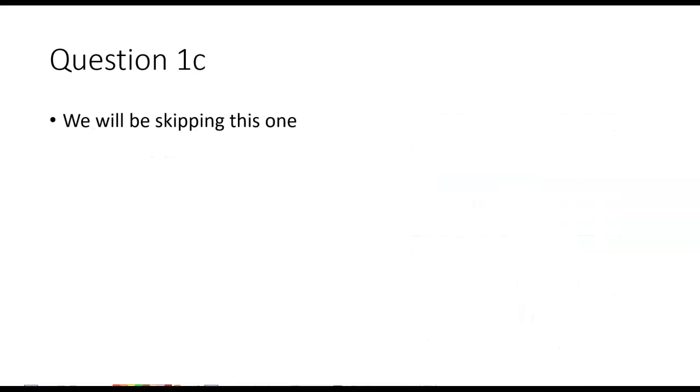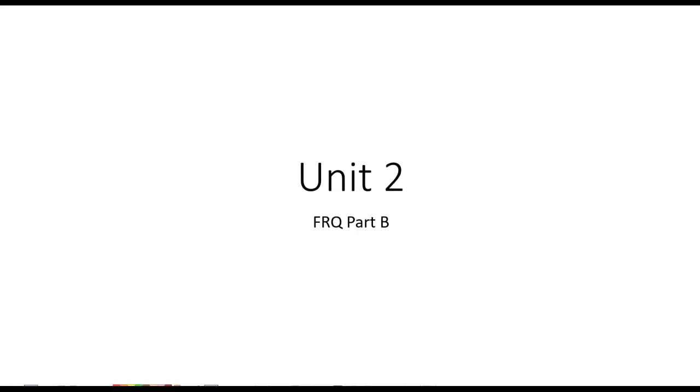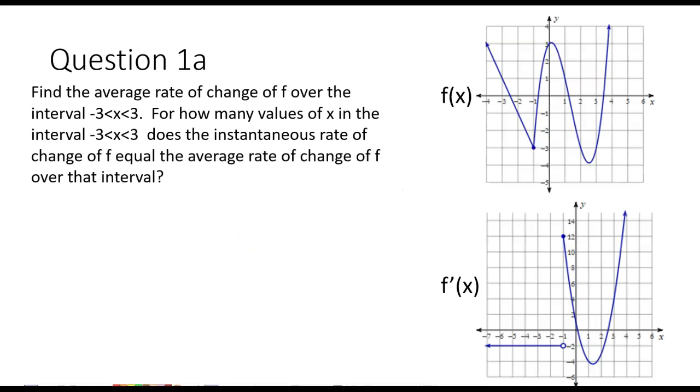1c we're going to skip. So let's move away from that and move into our second FRQ. FRQ part B. I believe there's 2 parts to this FRQ, but we're only going to do 1A through D today, so we'll stop at that point. All right, so in this one, looks like they're giving us 2 graphs. One is the graph of f, and the other one is the derivative of f. So we've got 2 functions up there, a function and its derivative.